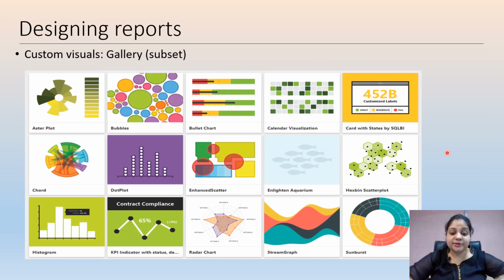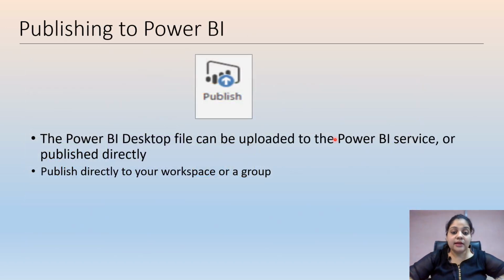So this is how our dashboard will look like, in which we have all types of graphs. As you can see, we can have aster plot, we can have bubble plot, we can have bullet charts with calendar visualizations. Then we can have dot plot, we can have chord, we can have histogram, and any number of diagrams we can have in Power BI. And these are real-time dashboards that we can create, and any changes in our data will be reflected on all the graphs as it is. And at the end, we publish our Power BI desktop directly in a workspace or a group which is being connected to our source.